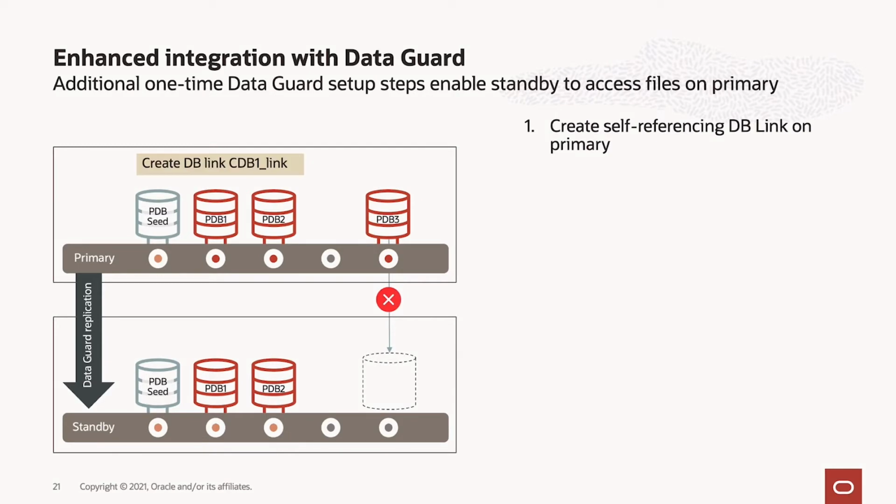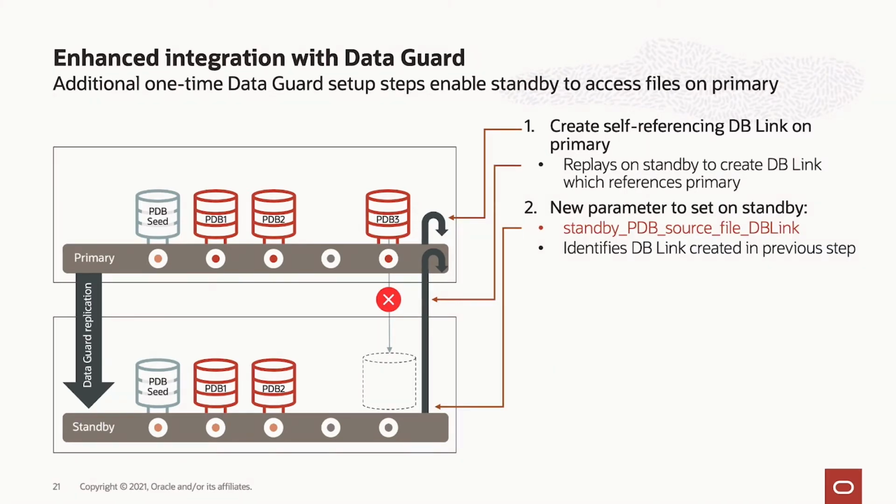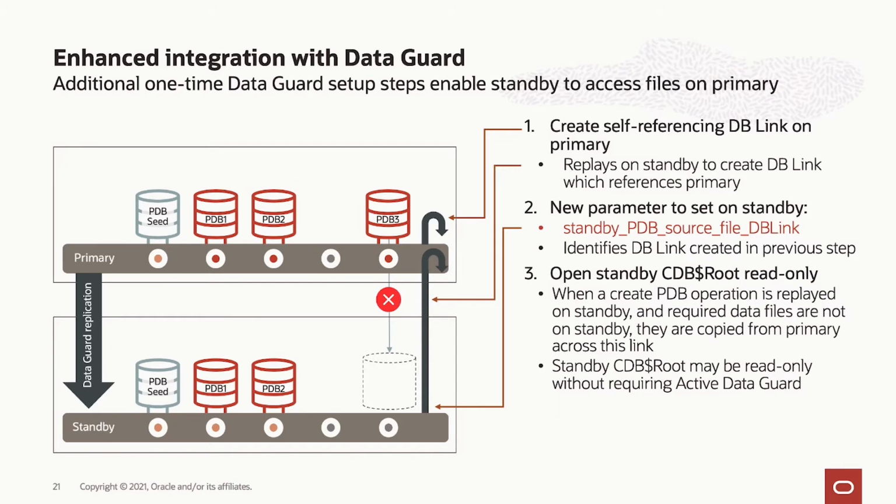We start by creating a self-referencing database link on the primary. This replays successfully on the standby to create a database link referencing the primary. Next, we set a parameter on the standby. This is named standby PDB source file DB link, and it should reference the database link created in the previous step. Finally, CDB root of the standby should be opened read-only.